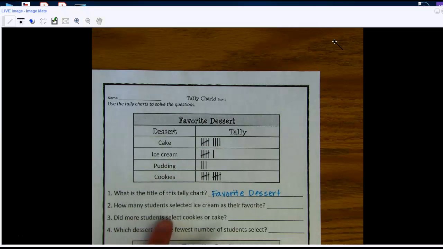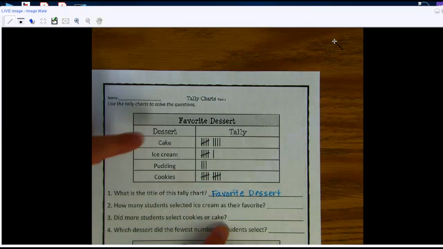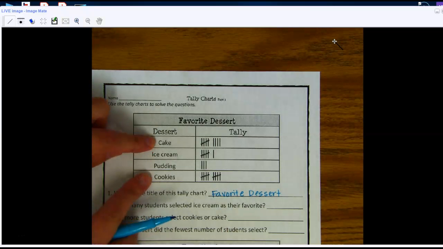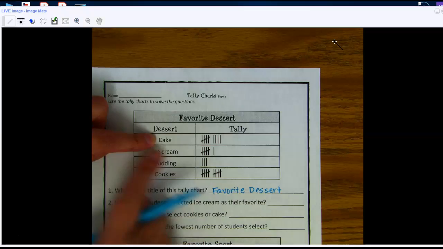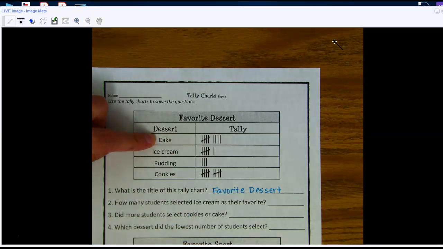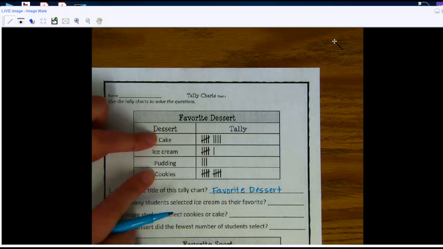Did more students select cookies or cake? So I look at cake and I look at cookies. Which one was more? Cake or cookies? Write the word. Write cake or write cookies. Number 2 is how many students selected ice cream. Look at ice cream and tell me the number. Number 3, did more students select cookies or cake? Look at cake and look at cookies. Which one was more? Write the word, cake or cookies. That one's not a number. It's asking which one. Cake or cookies had the most.